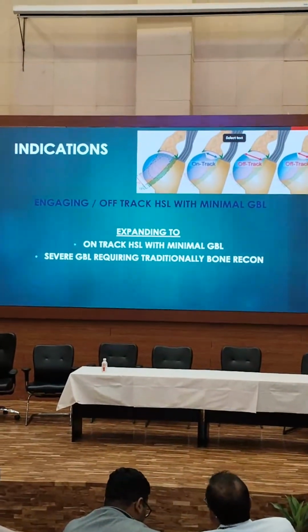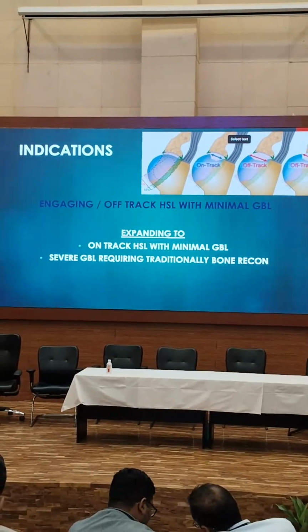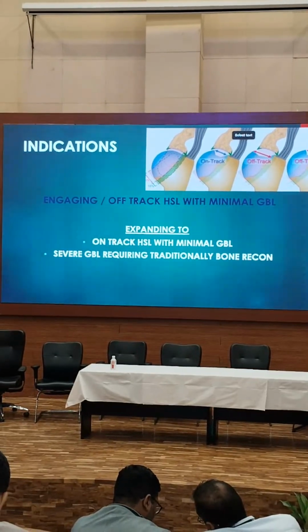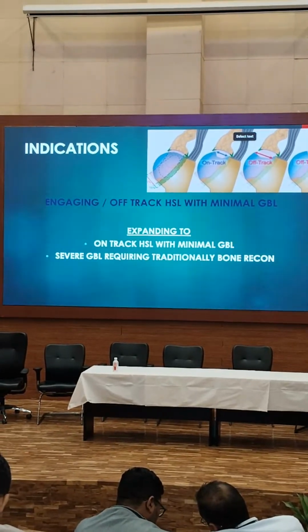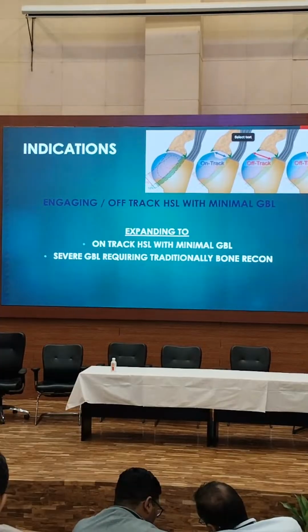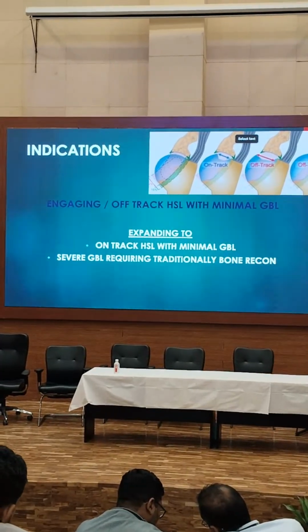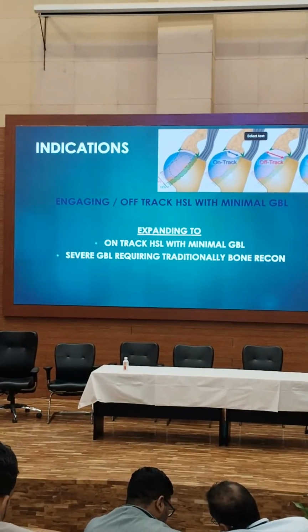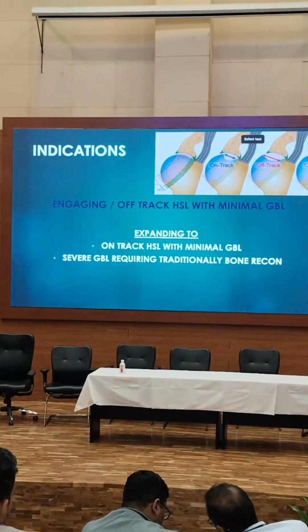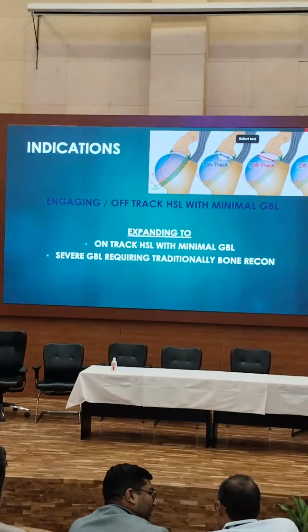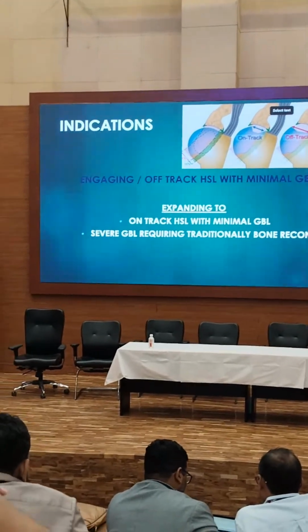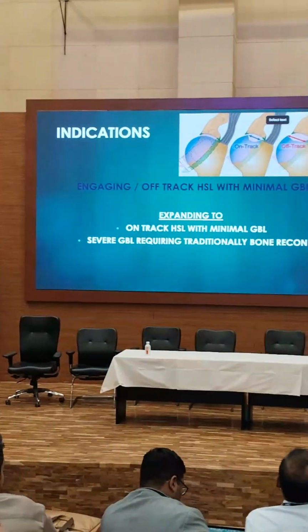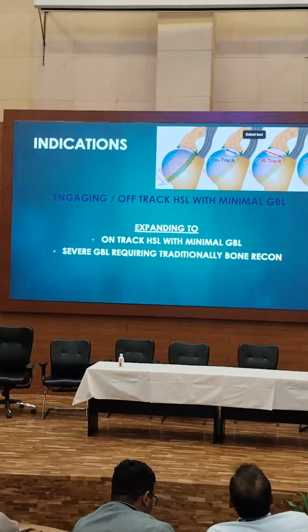So the standard indication is always an off-track Hill-Sachs lesion. And of course, nowadays we are trying to use it for smaller lesions with minimal glenoid bone loss, and also for severe glenoid bone loss where usually Latarjet and ICBG procedures were done. Now we are using smaller bone block procedures like scapular spine bone block or distal clavicle bone block, and along with it we are adding Remblissage.